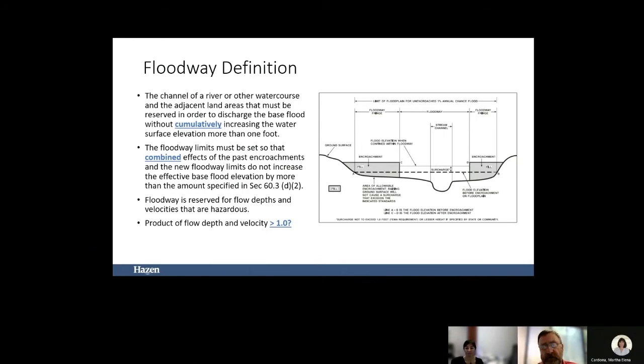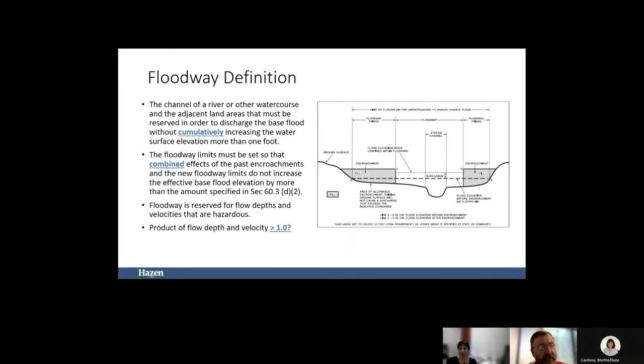And this third bullet is really the clear definition, or the definition that I always go to: the floodway is reserved for flow depths and velocities that are hazardous. Flood fringe is ponding water. A floodway is water that's moving relatively quickly with relatively high depths.